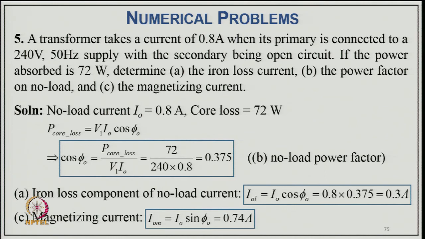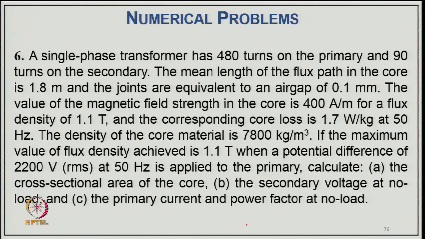So, P core loss equal to V1 I0 cos phi 0. So, cos phi 0 is P core loss upon V1 I0, that is 72 divided by 240 into 0.8. So, it becomes 0.375, that is the no load power factor, and the iron loss component I0L equal to I0 cos phi 0, that is 0.8 into 0.375, it is equal to 0.3 ampere, and magnetizing current I0M equal to I0 sin phi 0, that is 0.74 ampere.